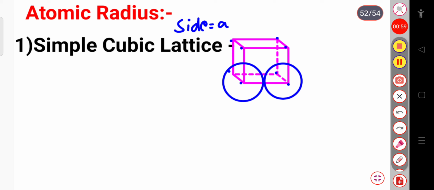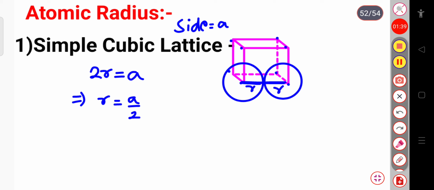So this atom is a circle having radius r, and this atom is also a circle having radius r. And we also know the side length is a for a cube. So we can see that this r plus this r will be 2r. So here I can write that this total 2r is equal to a, where r is the atomic radius. That implies r will be equal to a by 2. This is for the simple cubic lattice. So this is the relation between the atomic radius and the simple cubic side.